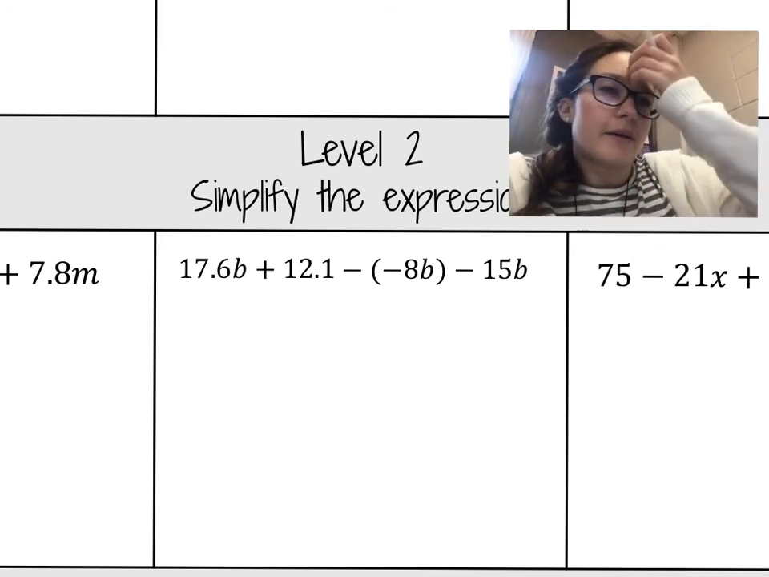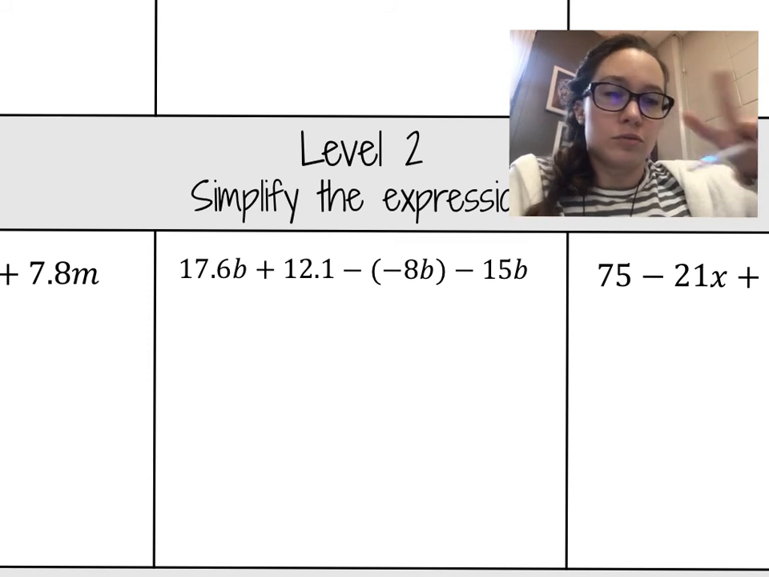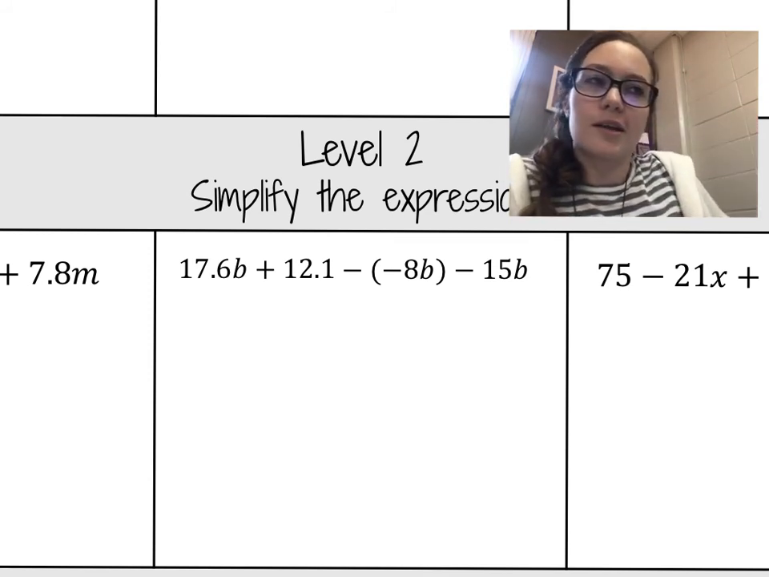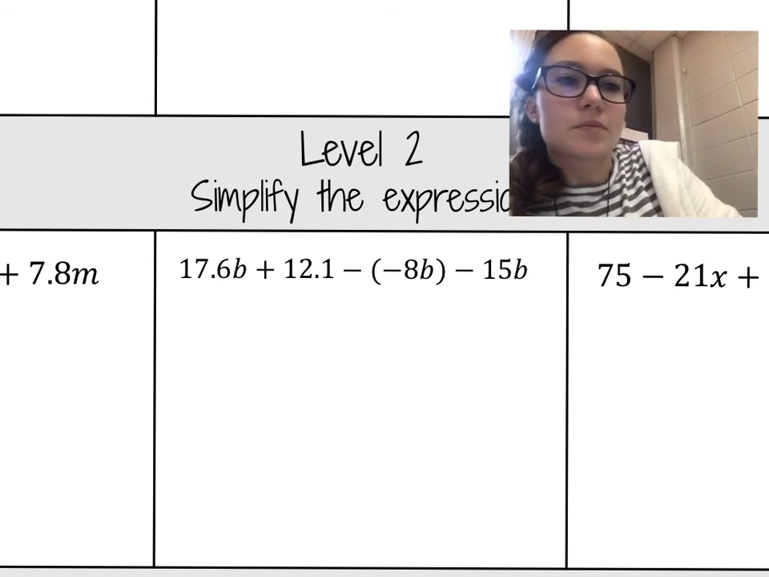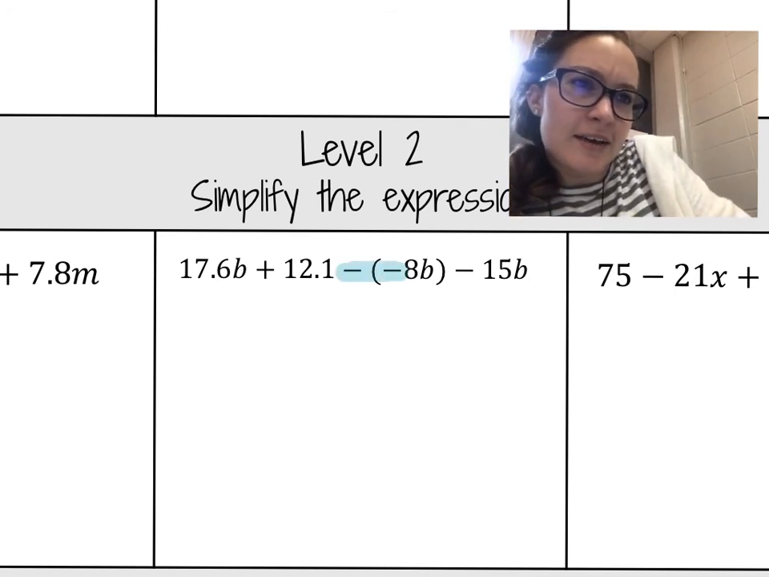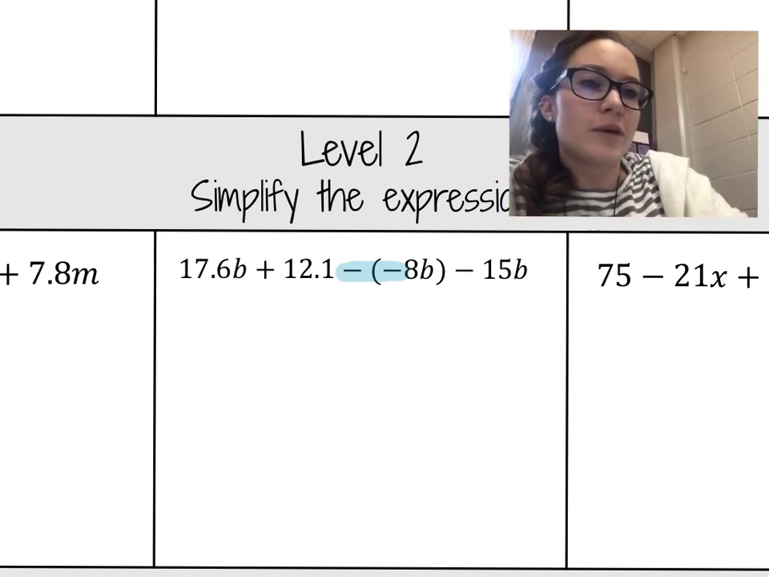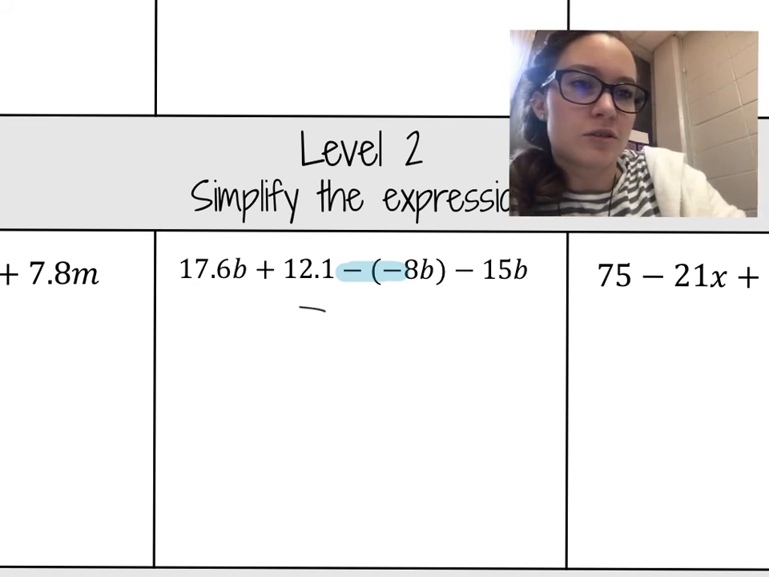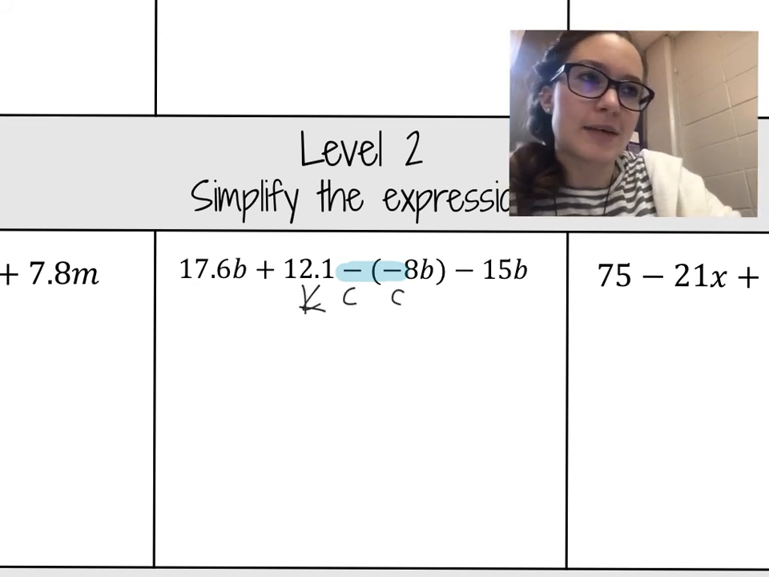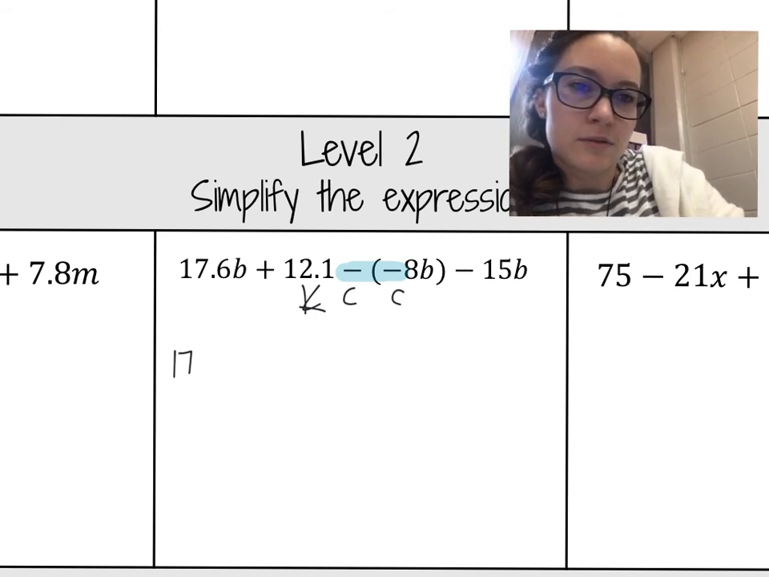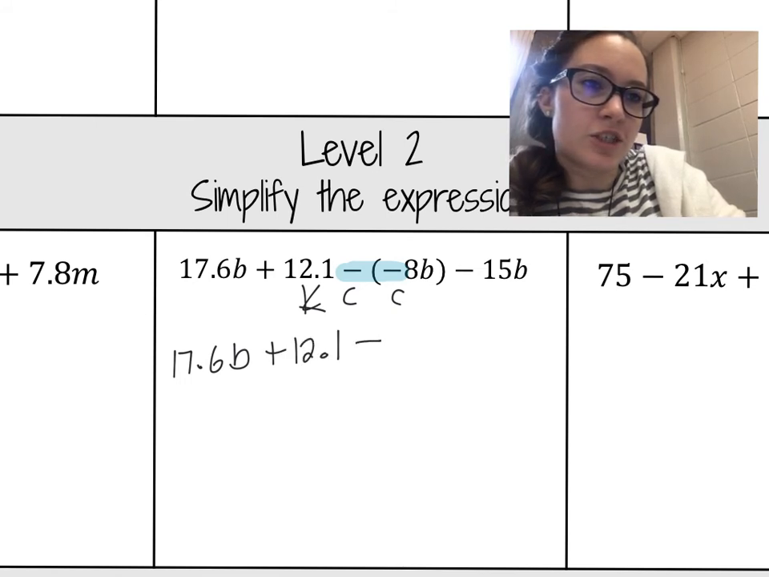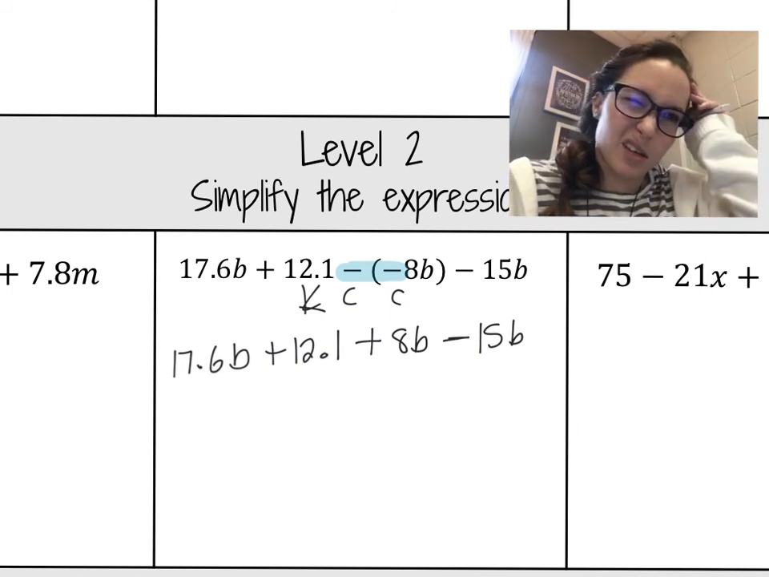So I'm going to identify my like terms. Make sure you're doing this one. It's on level 2, right? Free problem. No reason to not get it correct when I'm doing it for you. Okay? So first thing I see is I have this minus and negative, and I think I want to change that first. Okay, so remember if we keep, change, subtracting a negative is the same as adding a positive. So we change to addition, and then the negative 8b becomes a positive 8b. So that makes it a little easier for me to look at.